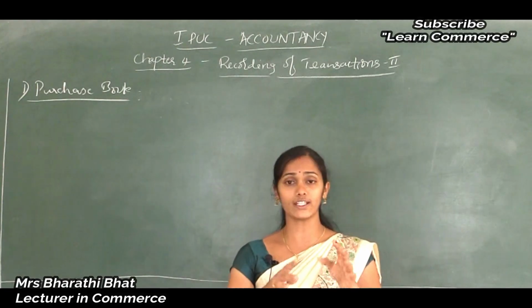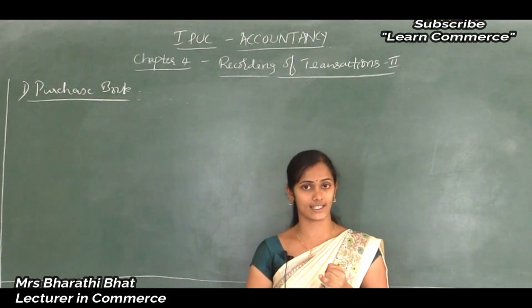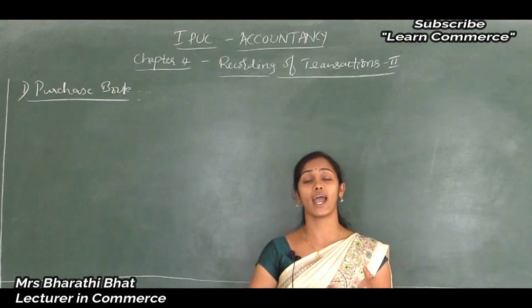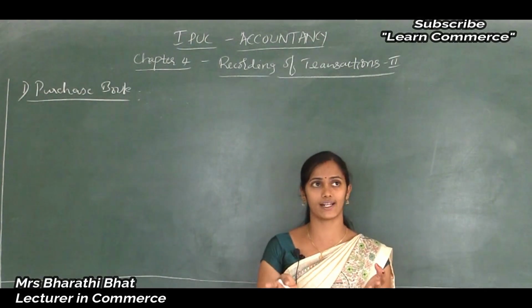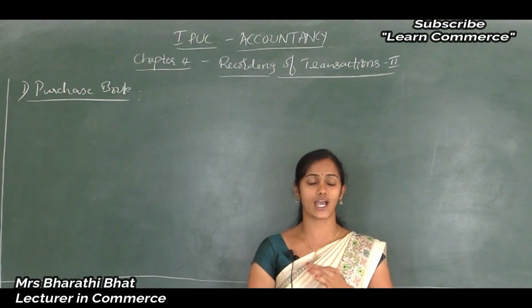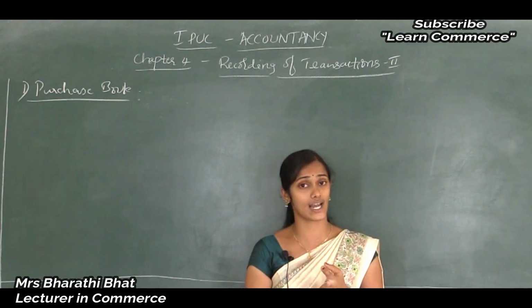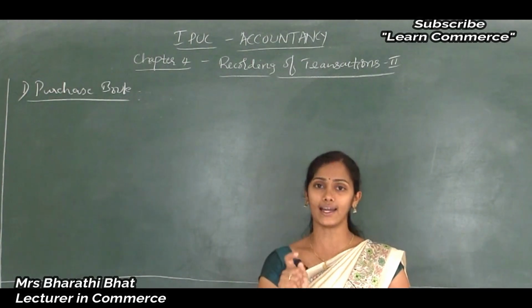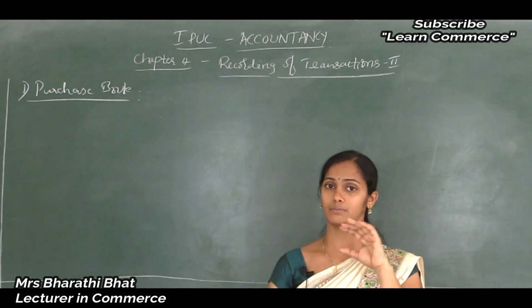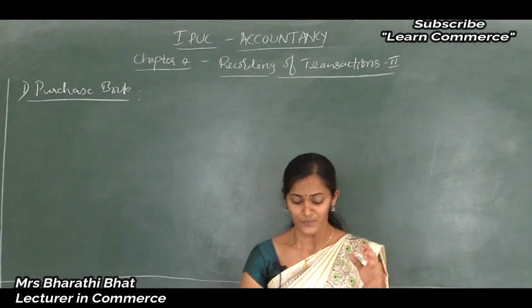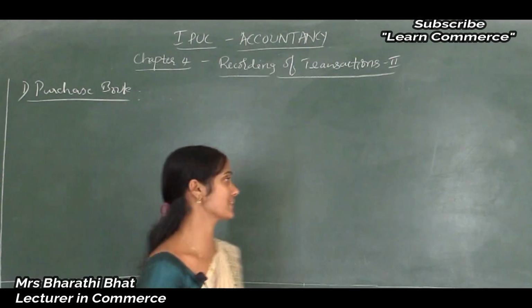So trade discount will be deducted, and GST and other charges, say for example transportation charges, packing charges or installation charges, are added to the concerned expenses. Okay? So let's see the format of the purchase book.